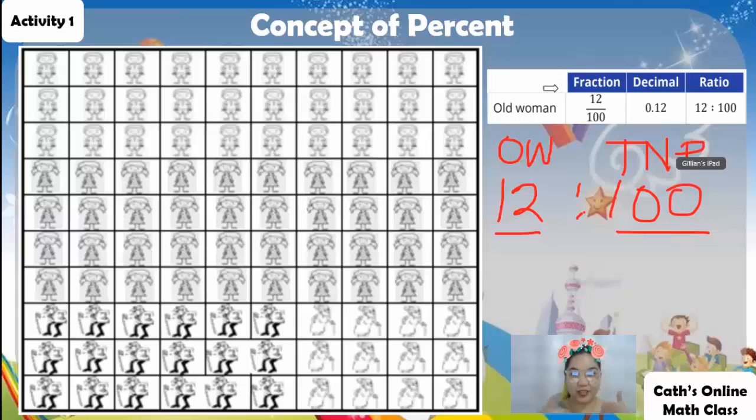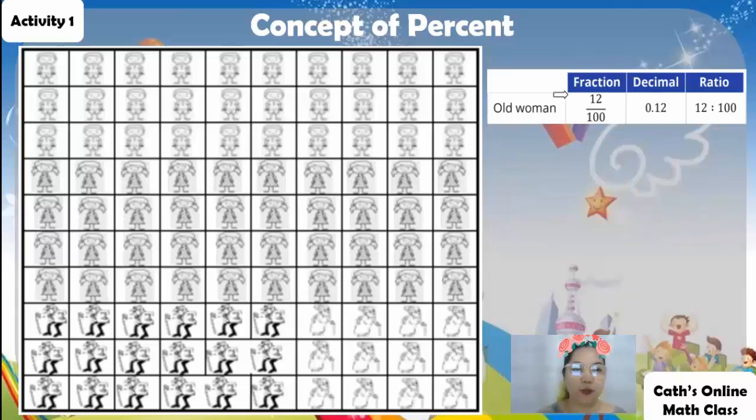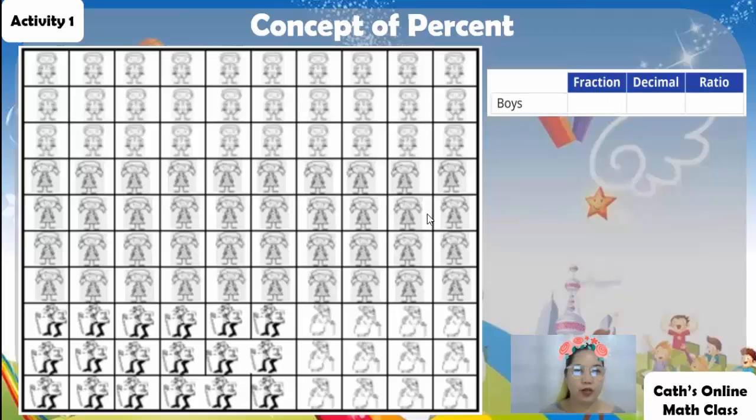Okay, you understand? Now let us try to compute for the others. Let's try to get the fraction, the decimal, and the ratio of the other persons here in the chart. Are you ready? Okay, let's try the boys. How many boys are there? Let's make this into a fraction. Let us count.